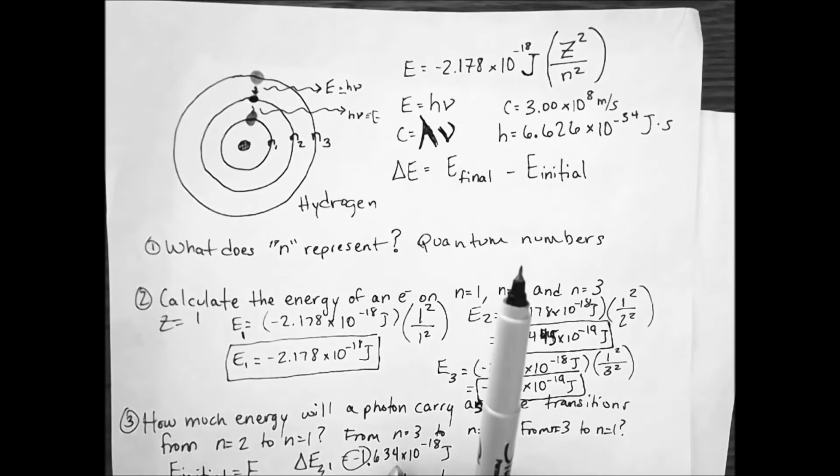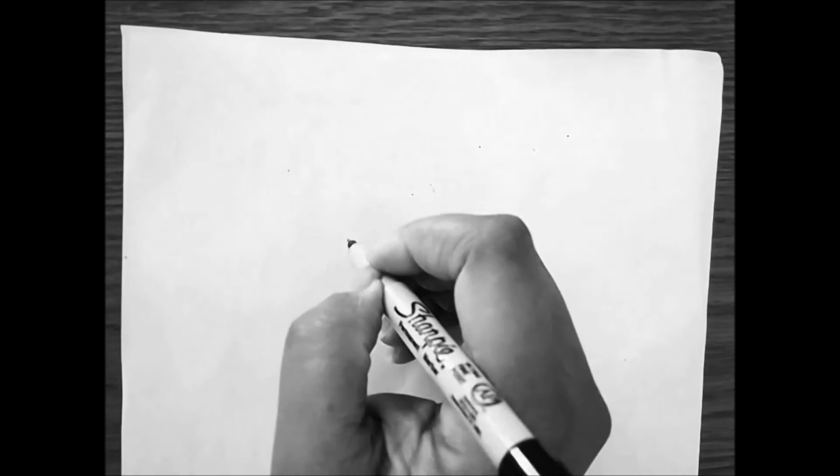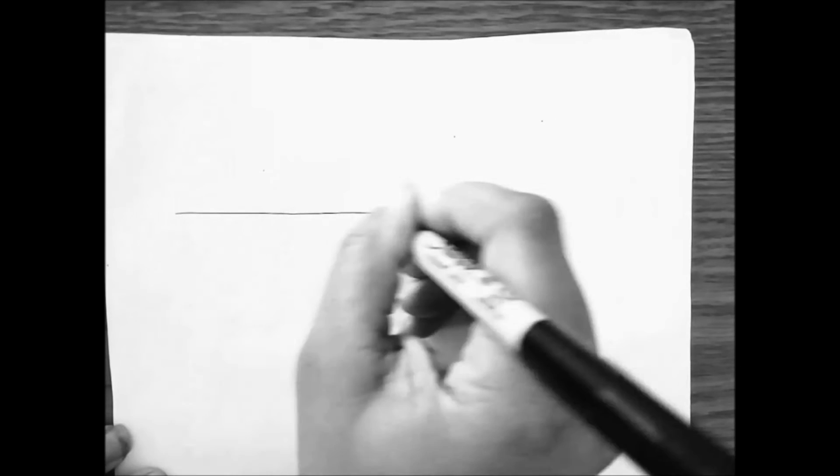If you remember the picture from the textbook, it doesn't have the rings drawn as circles. They drew them as straight lines, though. It's like this.